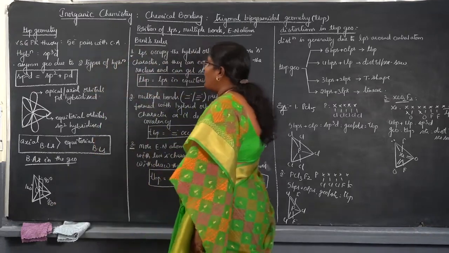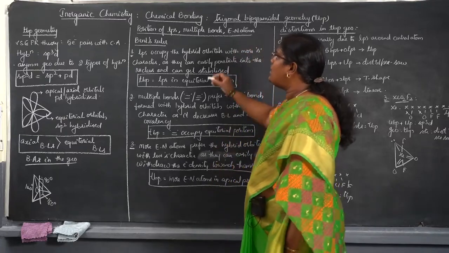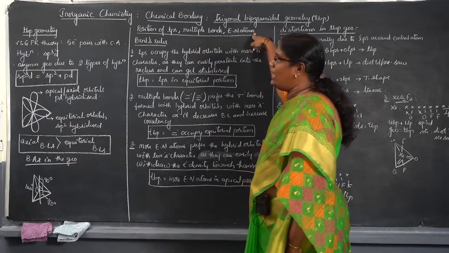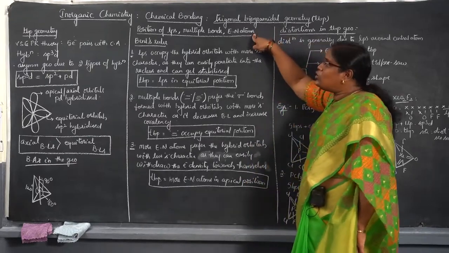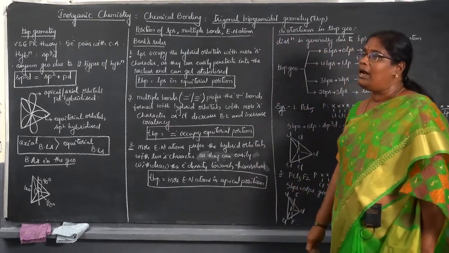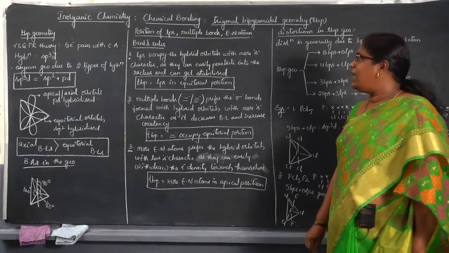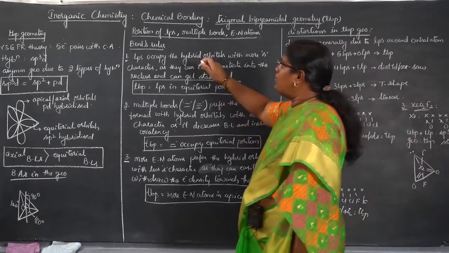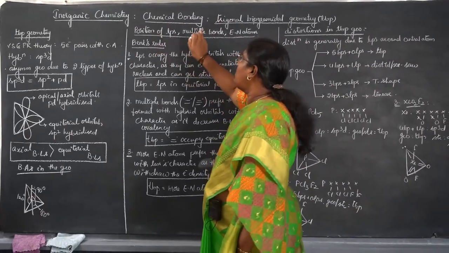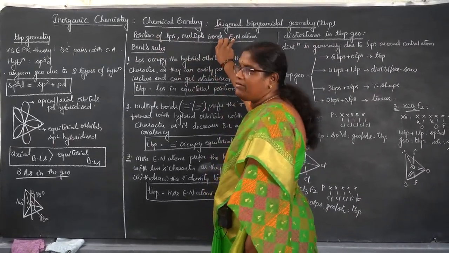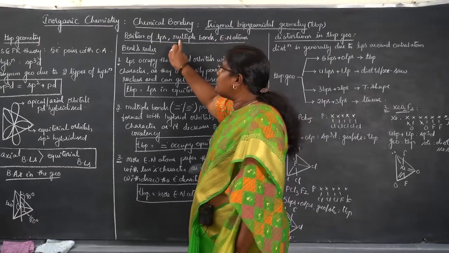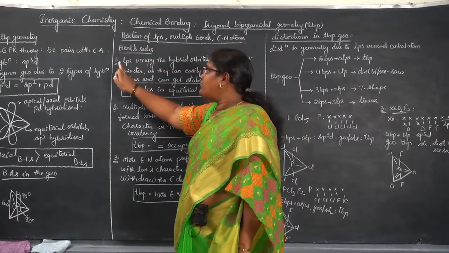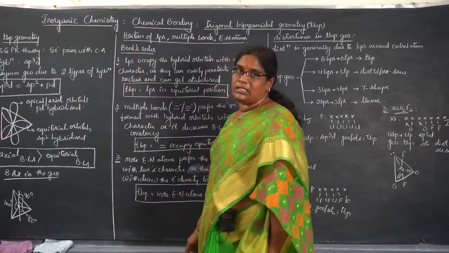So in this geometry, where should we place the lone pairs, multiple bonds or electronegative atoms? This is the geometry where we are expecting a number of questions from various universities. The position of lone pairs, multiple bonds and electronegative atoms we can explain based on Bent's rule. So the first one, lone pairs.